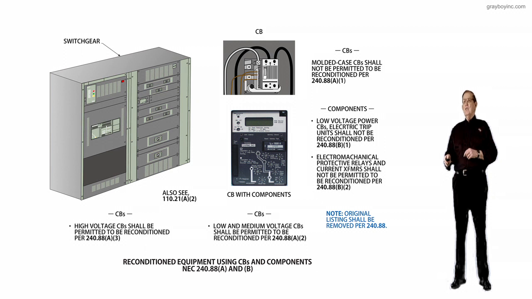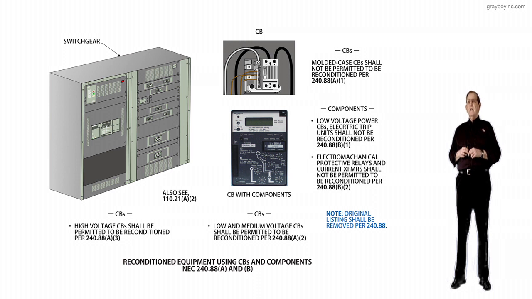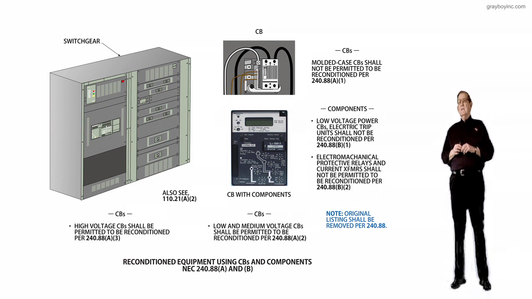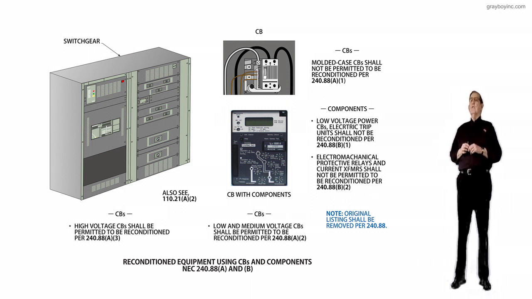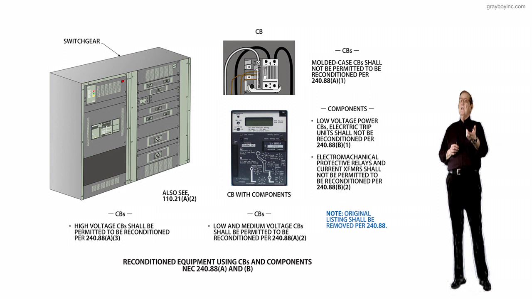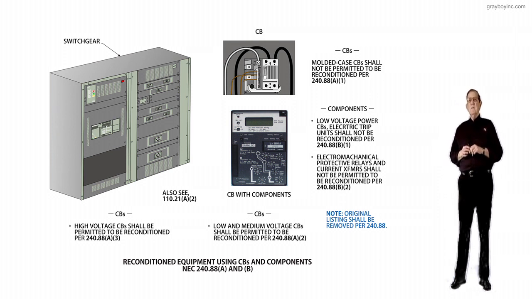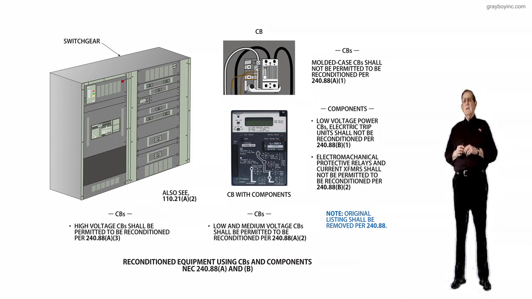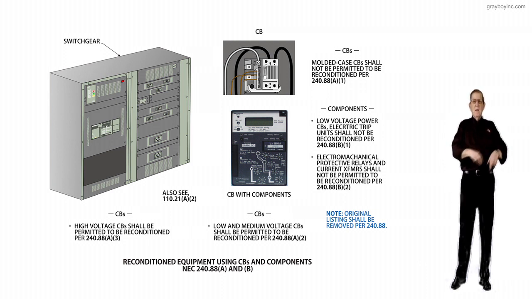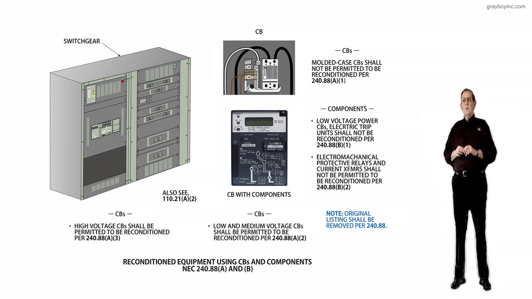Original listing shall be removed per 240.88, and that's required when you recondition equipment, and we looked at the definition of reconditioned equipment in Article 100 and some of the terms that could be used instead of reconditioned equipment. So kind of keep this in mind if you're reconditioning equipment, and make sure that you divide this equipment into 1,000 volts or less, and over 1,000 volts, and then medium voltage, so that you do not make a mistake.